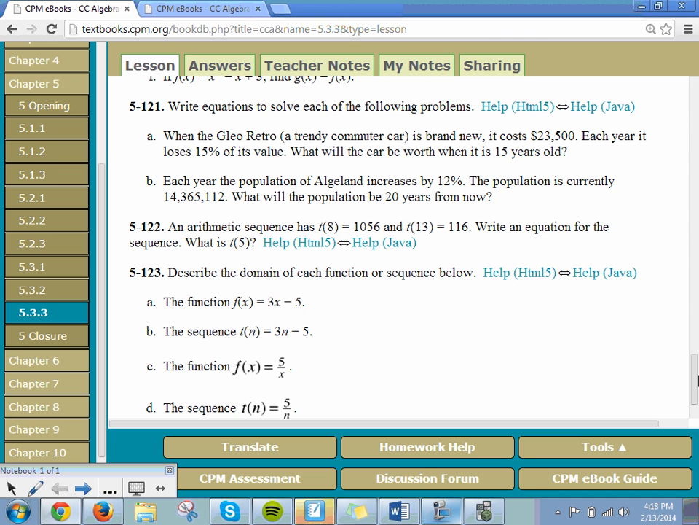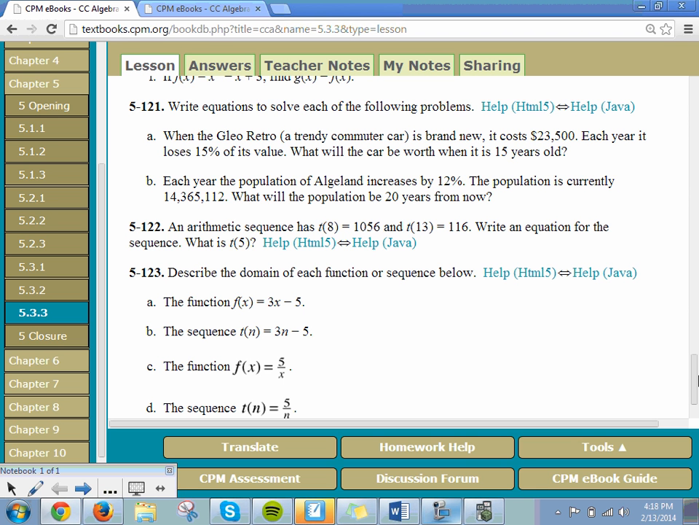Leo Retro, a trendy commuter car, is brand new. It costs $23,500, and each year it loses 15% of its value. What will the car be worth when it is 15 years old? Yes, a common problem.